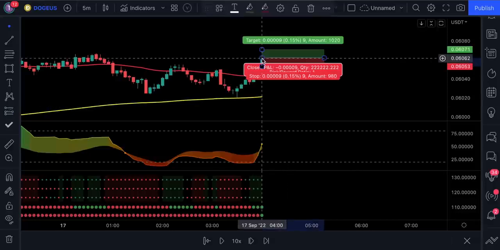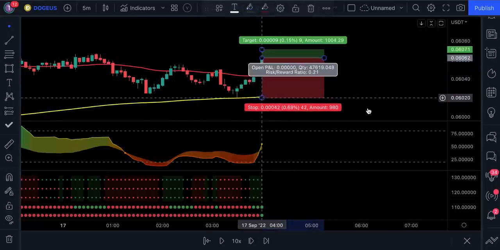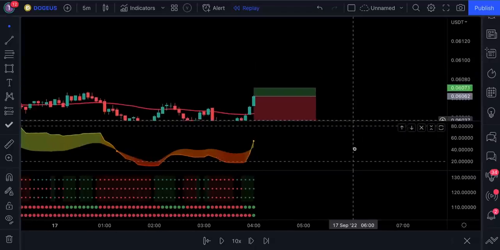The stop loss will be set at the recent swing low. And for this strategy, we're going to be targeting 1.5 times the risk.